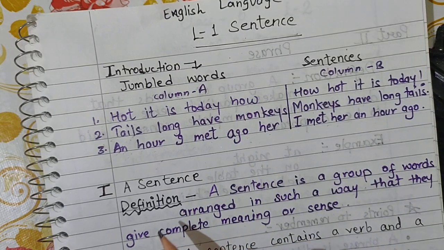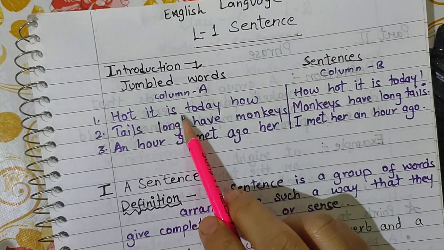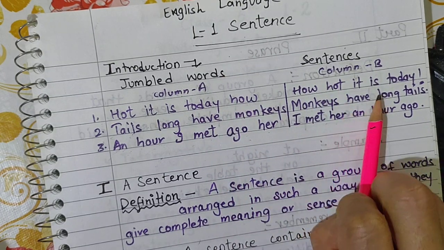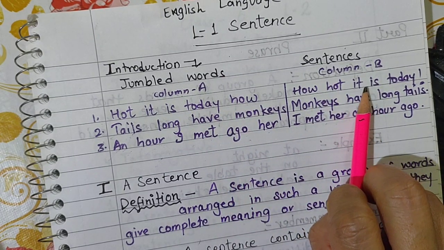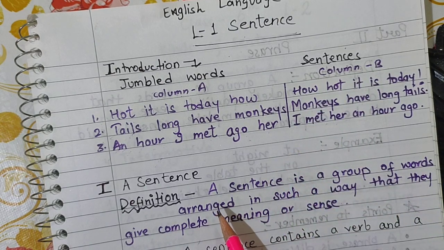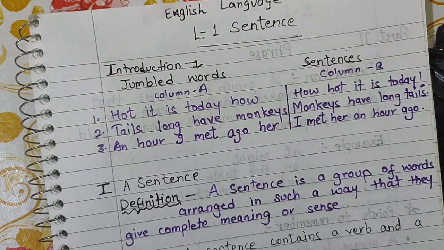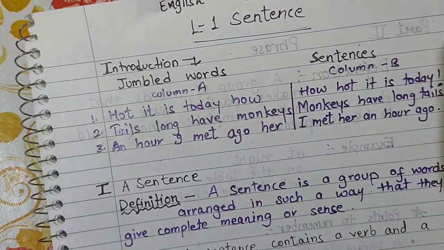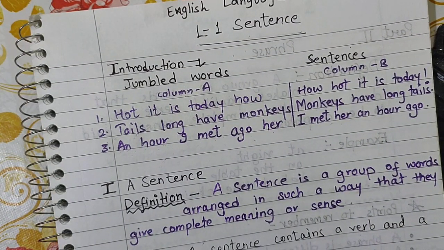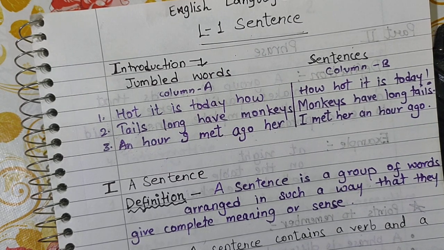The difference is that in column A the words are in jumbled form, and in column B they are set as a sentence. How? Because as the definition says, a sentence is a group of words that are arranged in such a way that they give complete meaning or sense. It means that when the group of words are kept in such a manner that they give us complete meaning, or they tell us what they want to say, they make us understand the meaning of those words, they are known as a sentence.